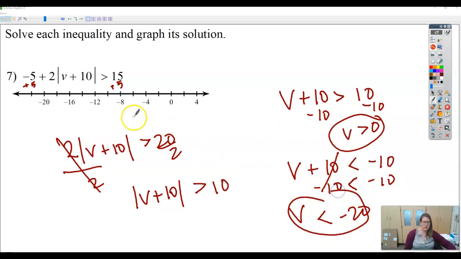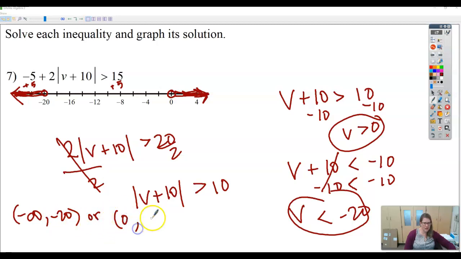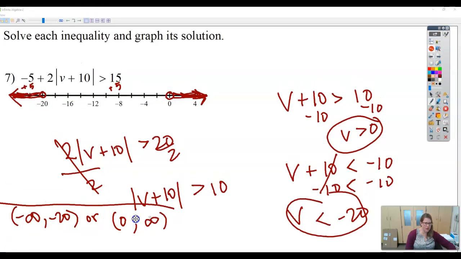So those are the two numbers I'm circling. Negative 20 and 0. Again, there's no equal sign here, so I'm just leaving an open circle. V is bigger than 0, so the part I shade has to be larger than 0. That's this side. On this one, v is less than negative 20. That's this side. So my intervals go from negative infinity to negative 20, and actually it would be or 0 to infinity. So there are my intervals.